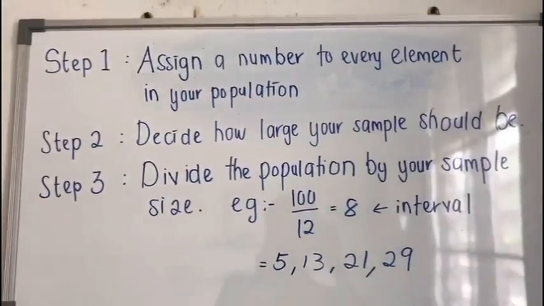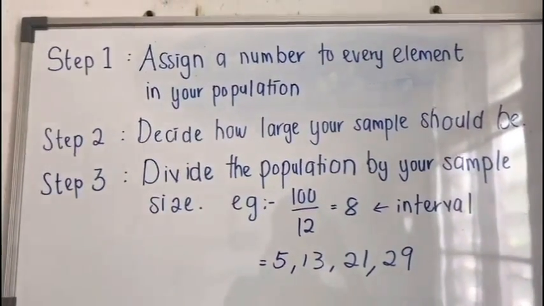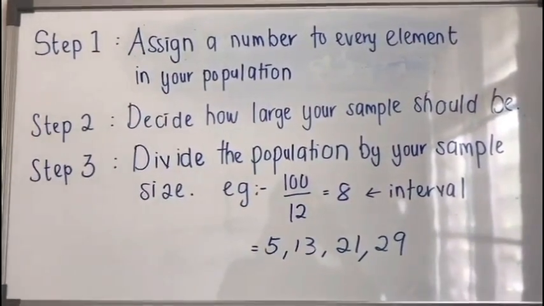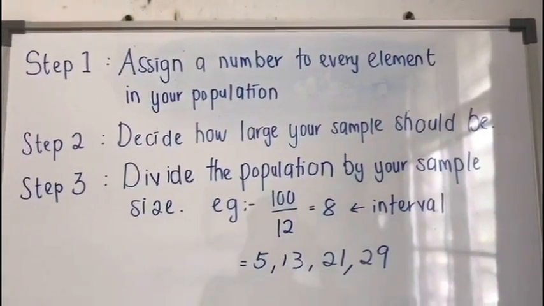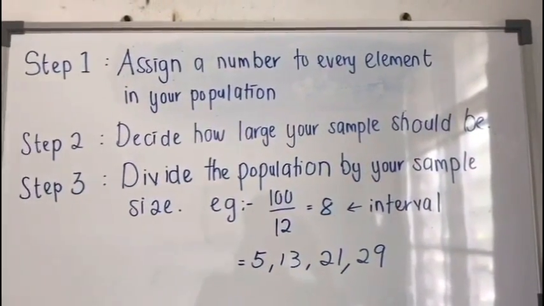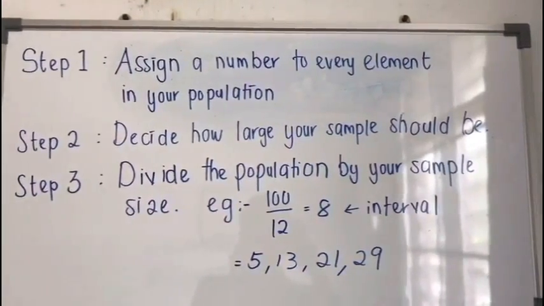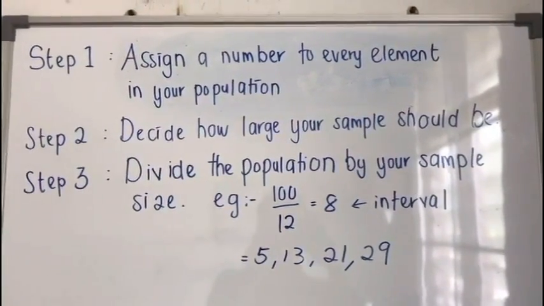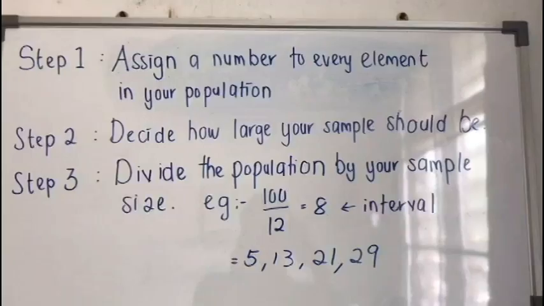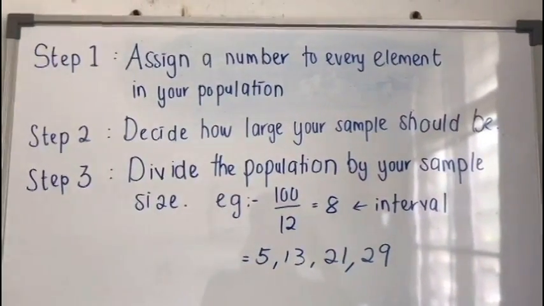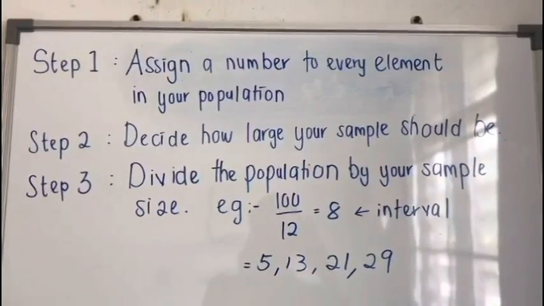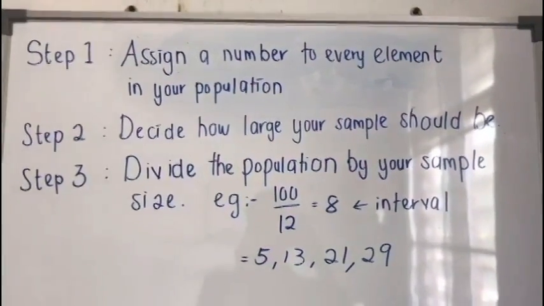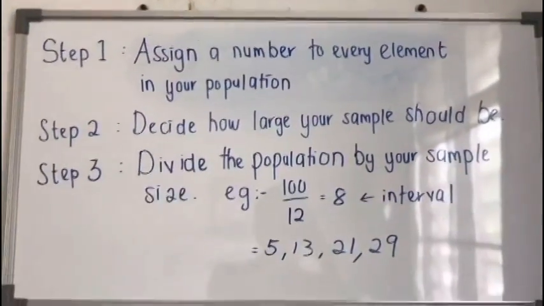This is the step for how you could get the systematic sampling. For the first step, assign a number to every element in your population. The second step is to decide how large your sample should be. The third step is to divide the population by your sample size. For example, 100 population divided by 12 and you get 8. 8 is the interval between the numbers.